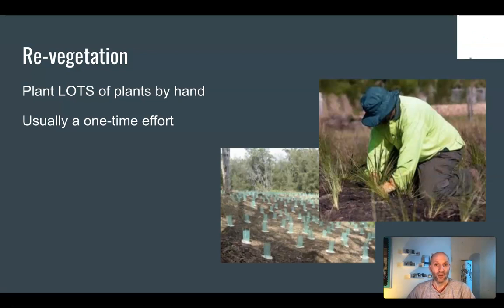As an ecologist, you can also use re-vegetation. Think about the word. So vegetation meaning plant. Re means to do again. So re-vegetation, to replant. Re-vegetation is when ecologists plant lots, and I mean hundreds or thousands or millions of plants by hand. In the pictures you can see trees that have been planted to restore a forest, or grasses to restore a wetland. Again, these are plants being put in by hand, so this is usually a one-time effort.